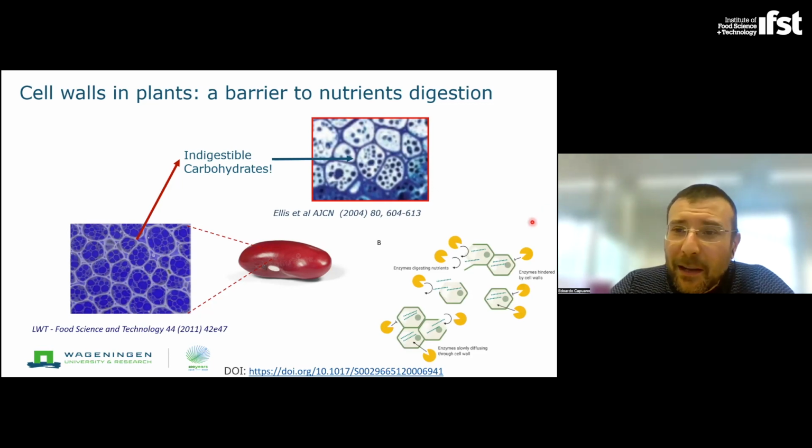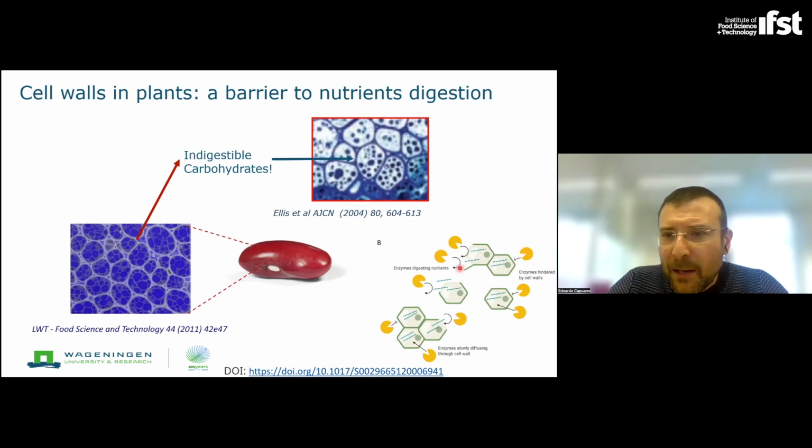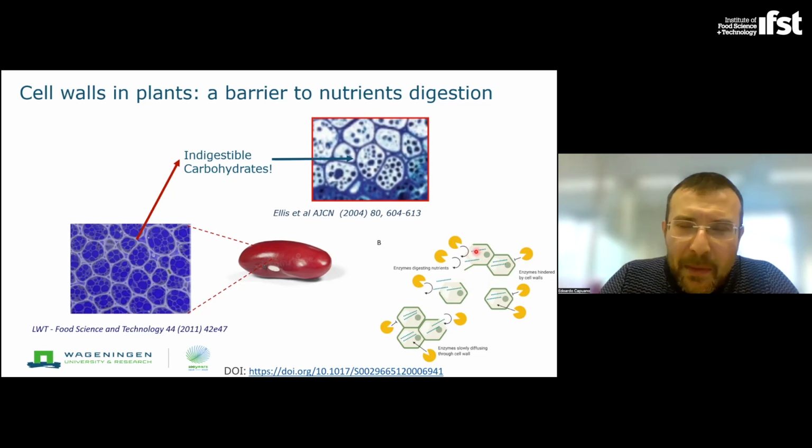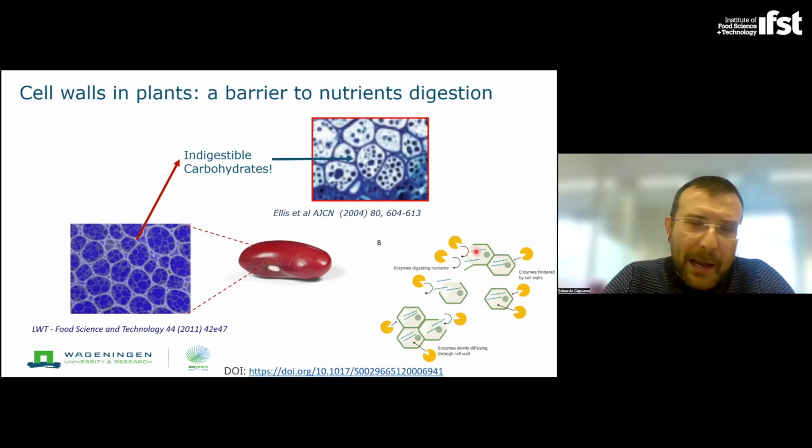So when the cell's integrity is retained, like in this case, the digestive enzymes will have a harder time accessing intracellular substrates. Whereas when the cells are completely broken, the substrate is immediately and freely accessible to the digestive enzymes. So I will show you now a few examples of works that I have done or published in the scientific literature to see what the effect of this barrier bioencapsulation effect of the plant cell walls is.